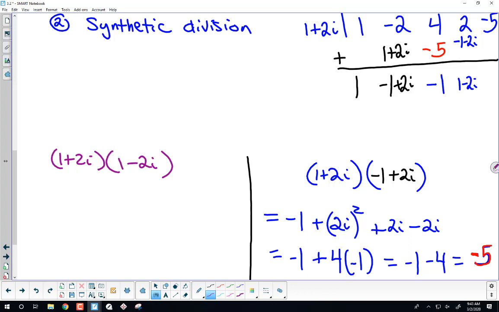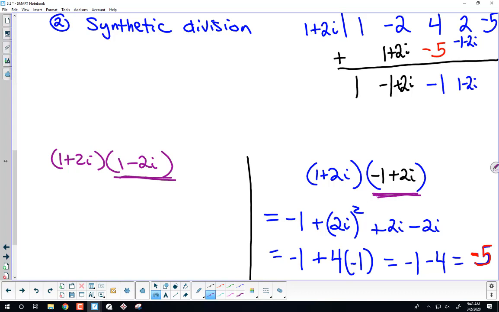-5. Look, the -5 came from 1 plus 2i times -1 plus 2i. That's not exactly what we're multiplying here. The first factor is the same, 1 plus 2i. But notice, when we compare 1 minus 2i to this factor here, they're opposites of each other, right? 1 minus 2i, this factor is -1 positive 2i. So we shouldn't get a -5, we should get a positive 5. Those two factors are opposites.